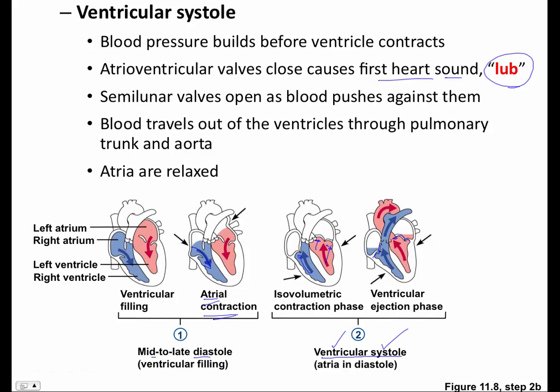Now, what's going to happen? After our atria contract, our atria are going to be relaxed. So this is the very first phase of that ventricular systole. The second part of ventricular systole deals with the contraction of our ventricles. And so now with this high pressure, our ventricles are going to contract and then force that blood into your pulmonary trunk and your aorta.